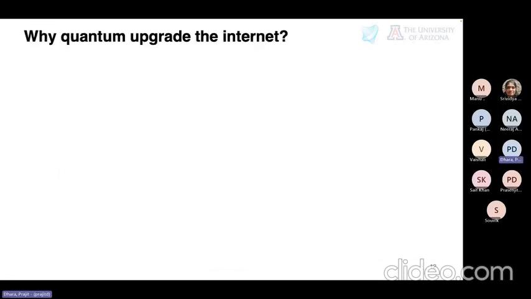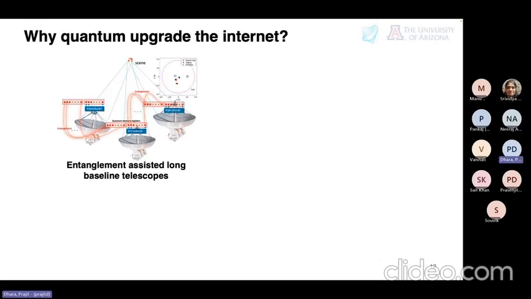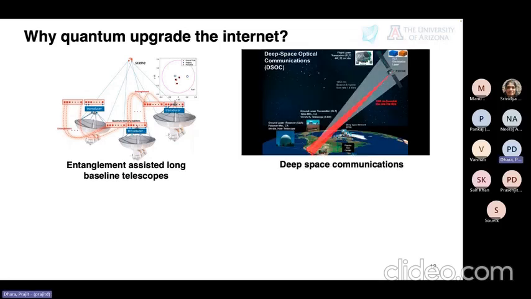And why upgrade the internet to quantum? Well, with entanglement, you can do something that goes beyond simple very long baseline interferometry, VLBI, with radio telescopes: you can do VLBI with optical telescopes. You can enhance your deep space communication capabilities by pushing how many bits you can send reliably over an extremely high-loss channel.